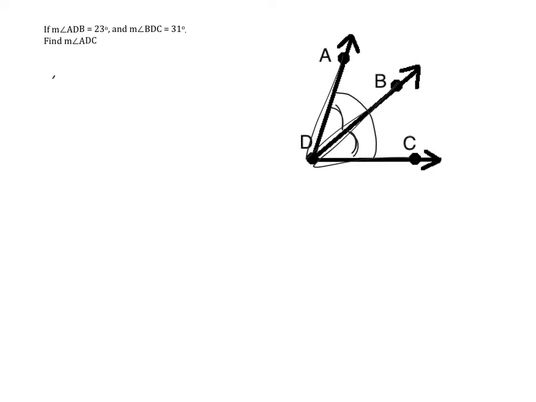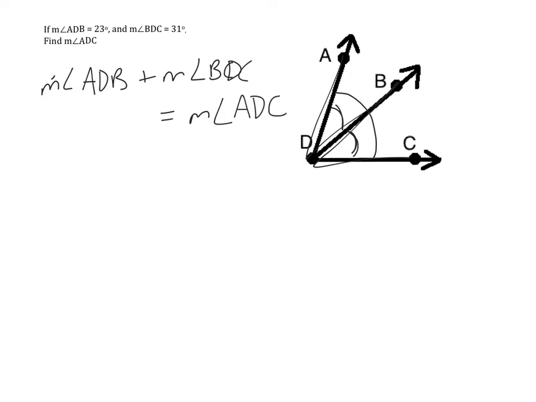We can say the measure of angle ADB plus the measure of angle BDC equals the measure of angle ADC. And that's all it says. So you just got to identify that. And now we just substitute.